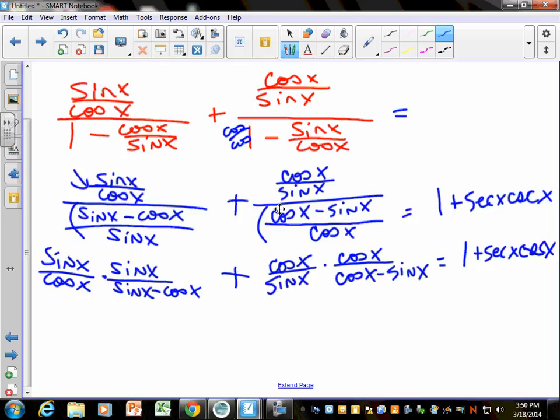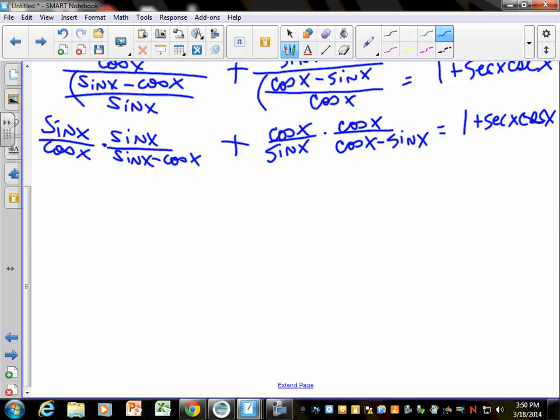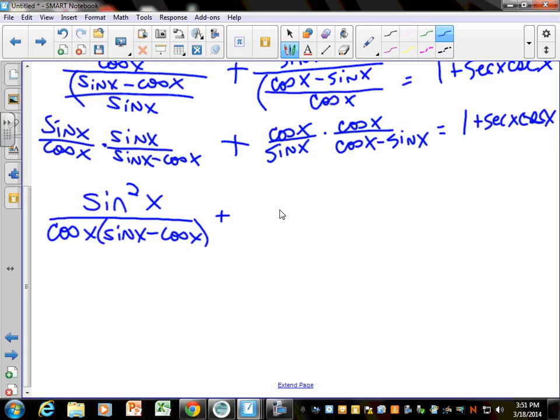It'd have been really nice if some stuff canceled here, but you can't break up addition and subtraction in the bottom, which means that we can't cancel out. I left my denominators not multiplied out, again, in hopes that something would cancel, but I'm not sure if that's a good idea, but I'm going to just leave it for now. So on the top here, I get sine squared x over cosine of x times sine of x minus cosine of x plus cosine squared over sine of x times cosine of x minus sine of x.